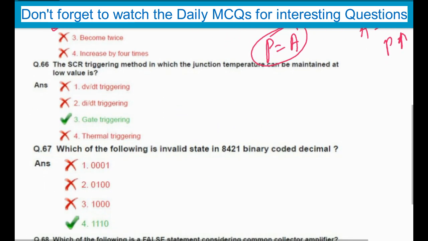Next question: the SCR triggering method in which the junction temperature can be maintained at a low value. This is gate triggering, because this is the legal triggering, meaning this is the proper way of triggering an SCR. Thermal triggering, di by dt triggering, dv by dt triggering lead to damage of that device.